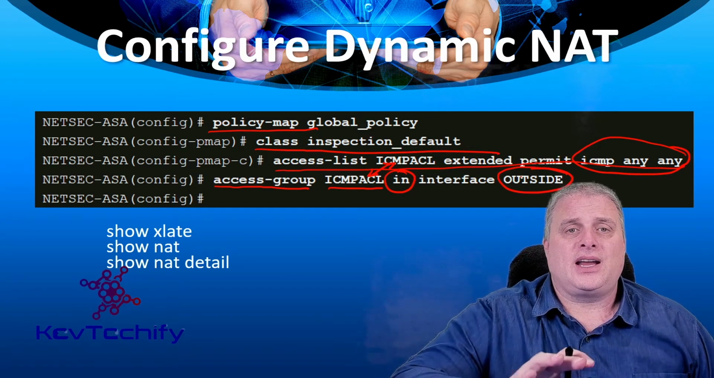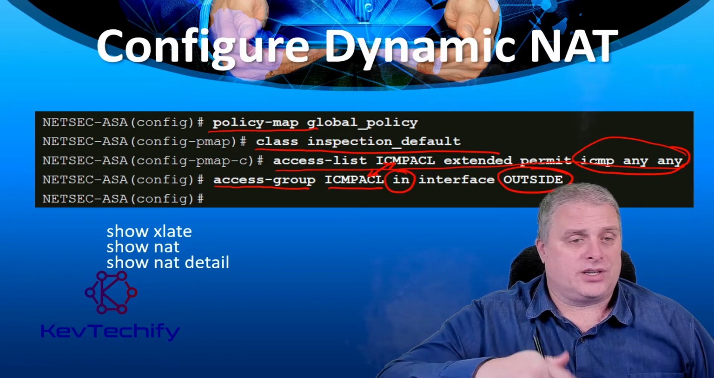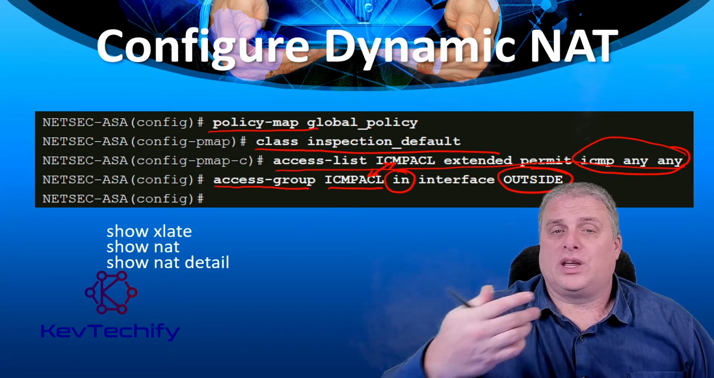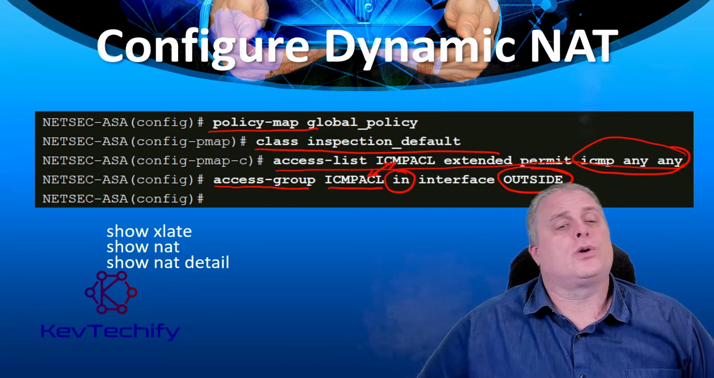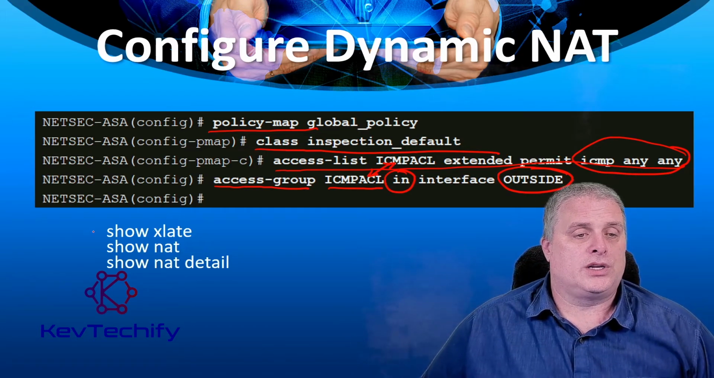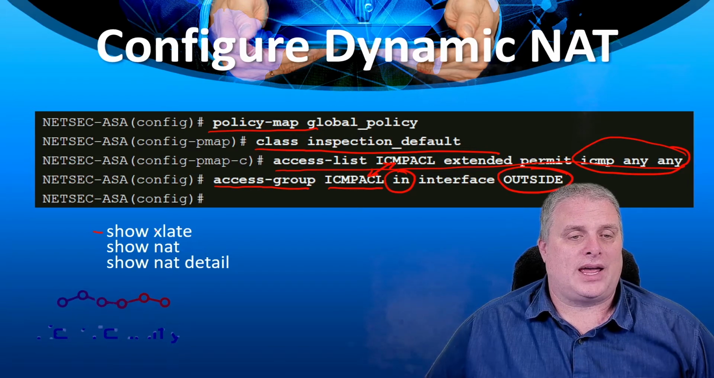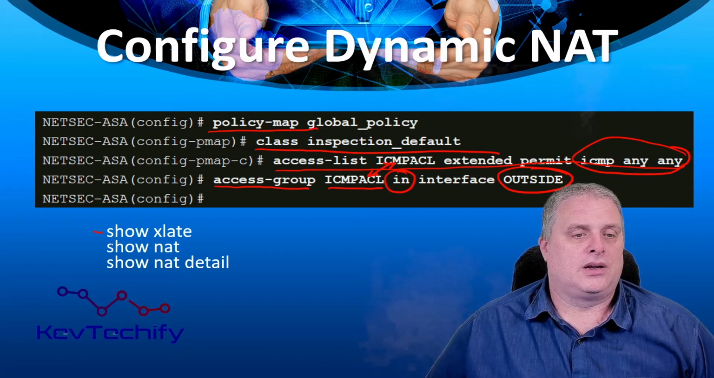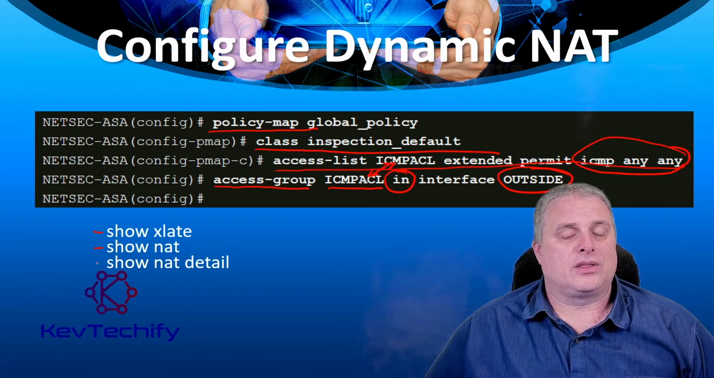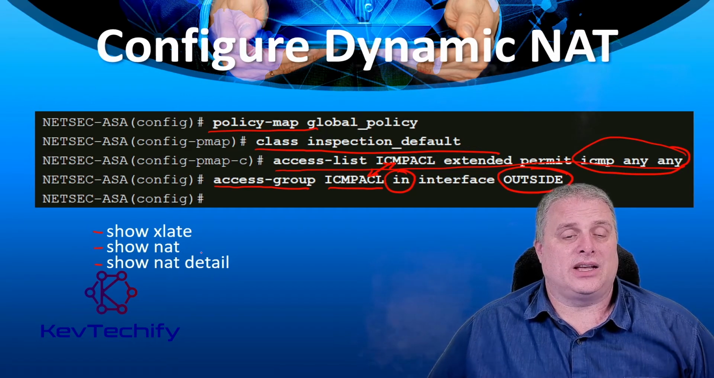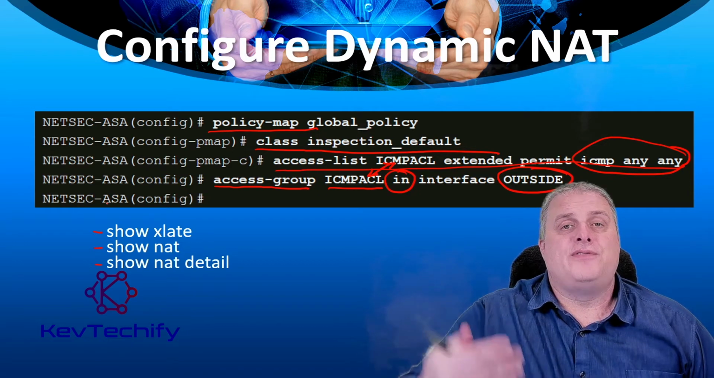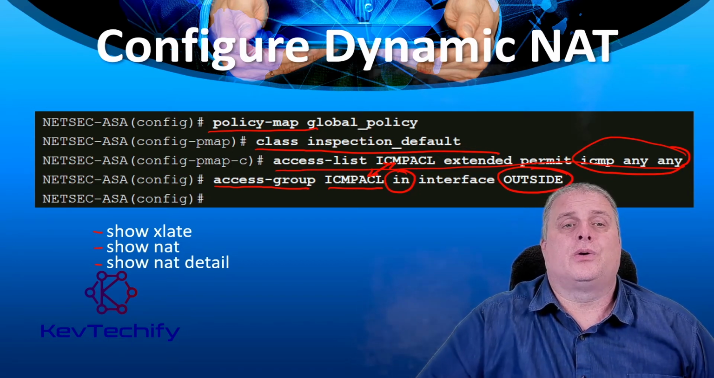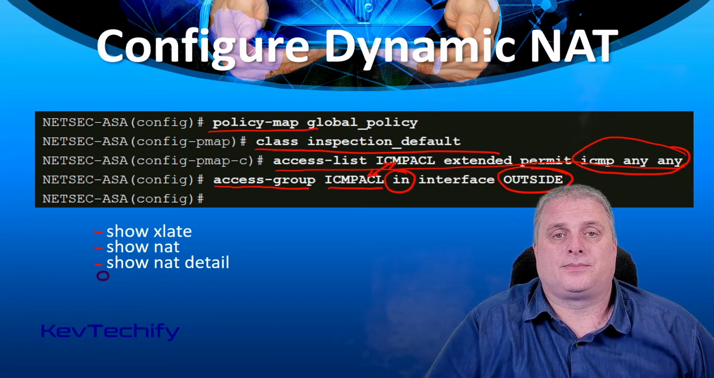To verify that our network address translation is set up correctly, where we can get some statistics and look at the information that goes with it, there are three different show commands we can use. The first one is show xlate, or show translate. The second one is show nat. The third one is show nat detail. These three show commands should give you everything you need to verify and troubleshoot your network address translation.